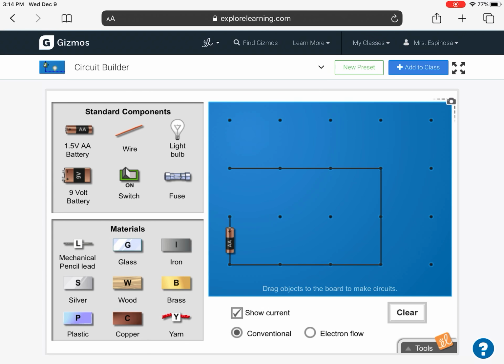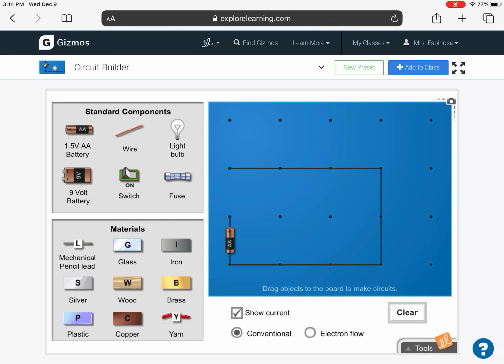So the simulator has the option for me to show the current, and I have that checked for us. But right now, it's not showing me anything because those electrons are not moving. The electrons are only going to move if we have a complete path, which right now we do not have. So what we need to do is take this wire and put it over here in order to complete that current.